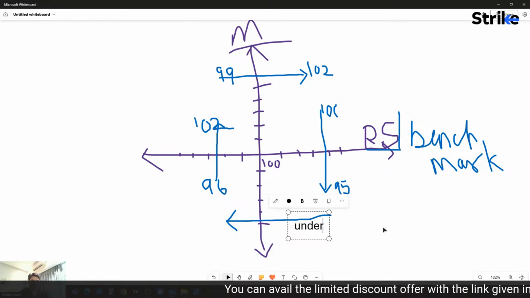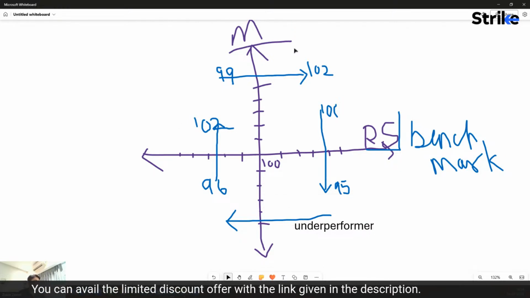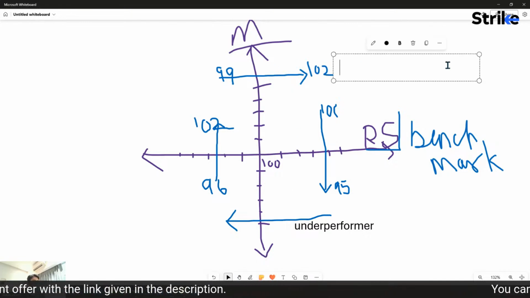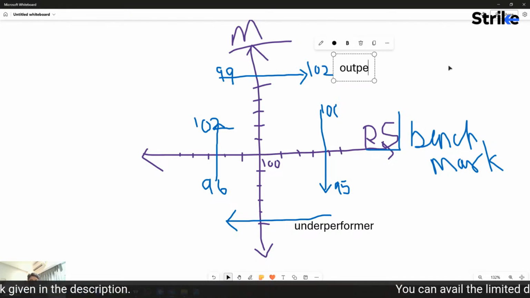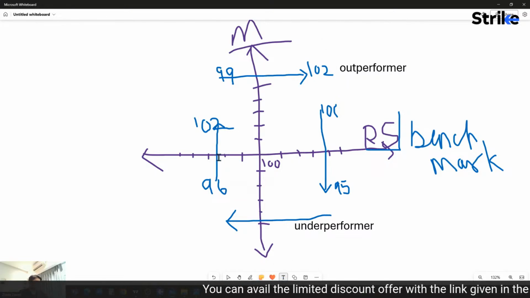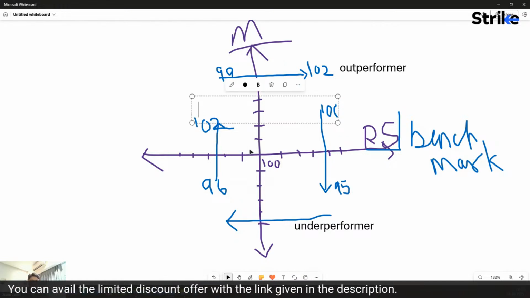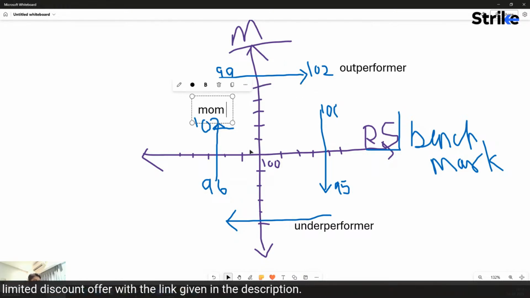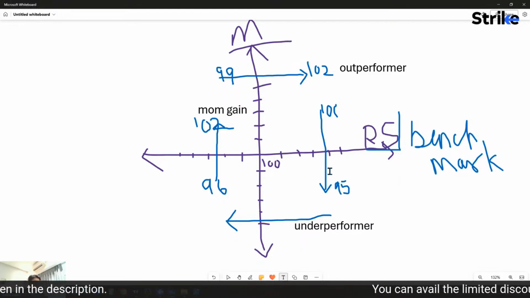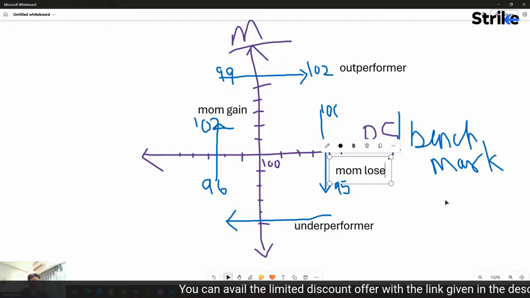Yeah, underperformer. All right. Again over here, this arrow is an outperformer. When the arrow is sloping upwards, it means momentum gainer. And if the arrow is sloping down, it means momentum loser.